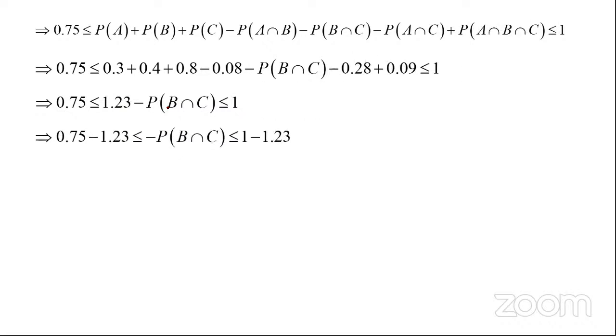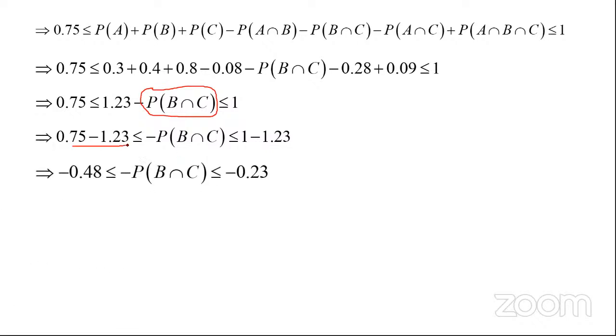I want to find only the P of B intersection C value. So I'm subtracting 1.23 from each and every part of this inequality. This gives 0.75 minus 1.23 is less than or equal to 1.23 minus P of B intersection C minus 1.23. Minus 1.23 plus 1.23 gets cancelled, and it is less than or equal to 1 minus 1.23. Just simplify that.